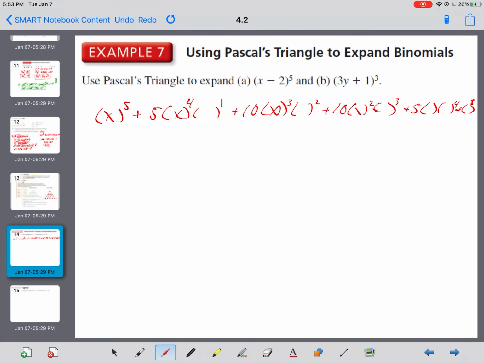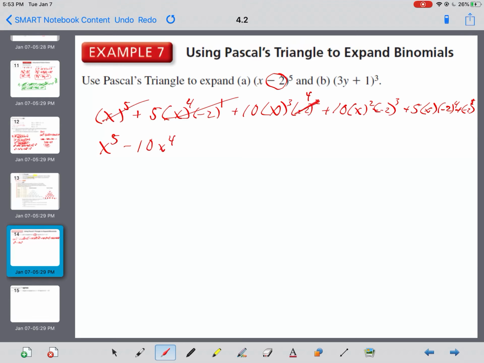X goes in the first ones till you run out, and then negative 2 goes in all the rest. And you don't have to worry about a pattern of plus signs. You just take the whole thing with you. So that's x to the 5th. Negative 2 to the 1st is negative 2, so negative 10x to the 4th.